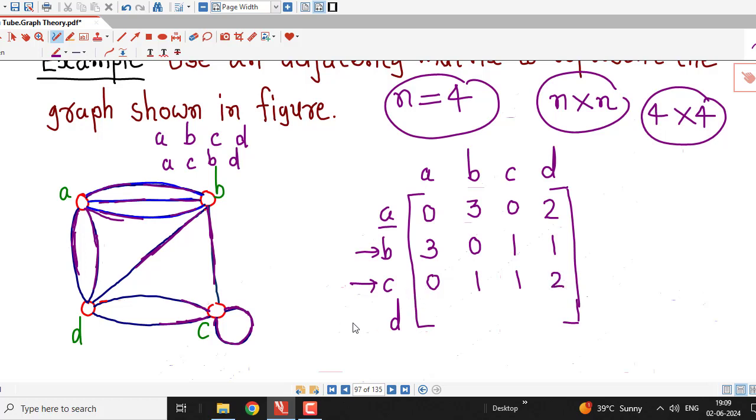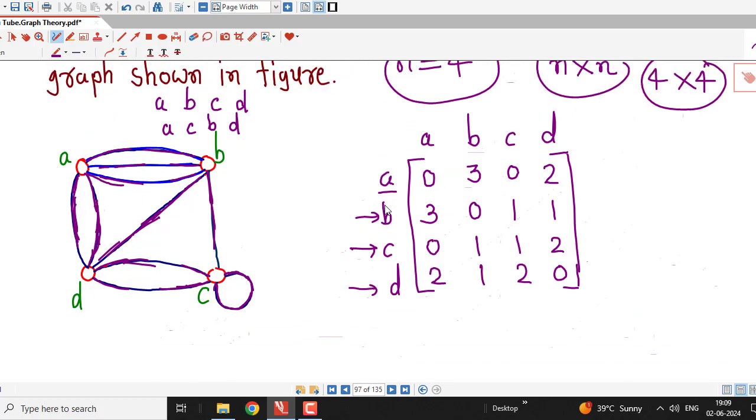Then we check for vertex D. From D to A also we can see that there are 2 edges from D to A. From D to B we can see one edge from D to B. From D to C also there are 2 edges, so we write 2 here. And there is no edge from D to itself, therefore this number is 0. So you can see it is very easy to represent a graph using its adjacency matrix.